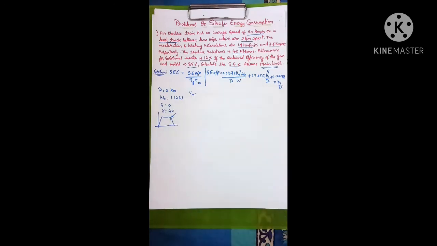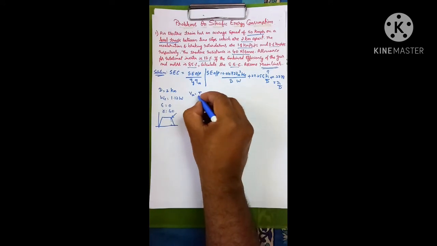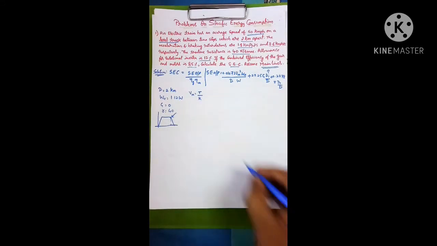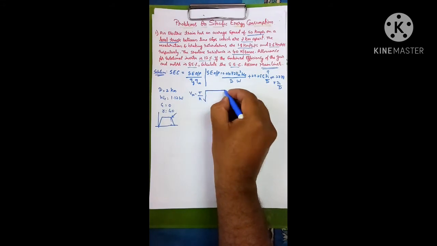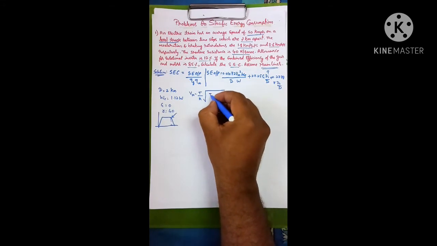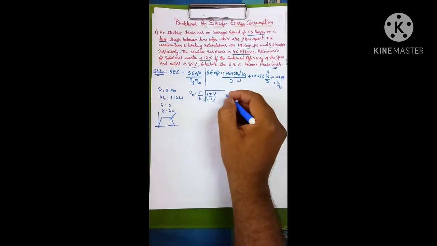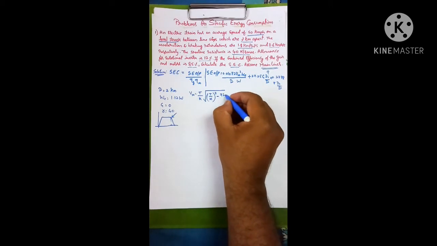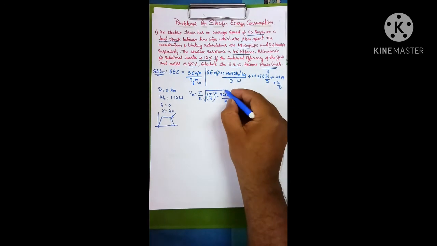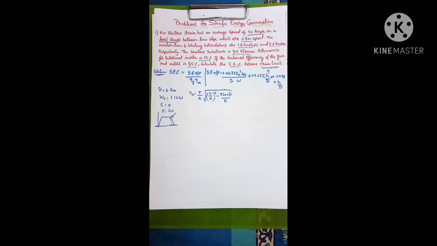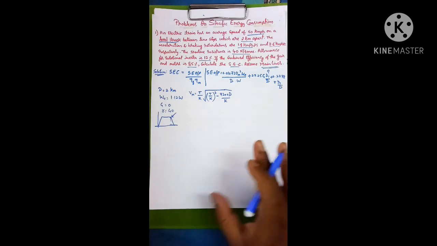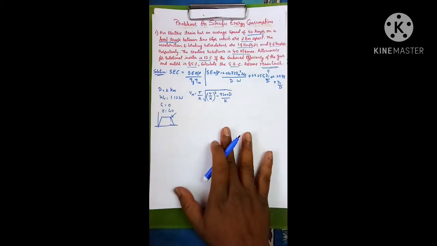We have Vm equal to T by K into square root of T by K square minus 7200 into D by K, whole square root. So this is the formula, right? You should be very thorough about the formulas, and for that you need to go through the derivations.